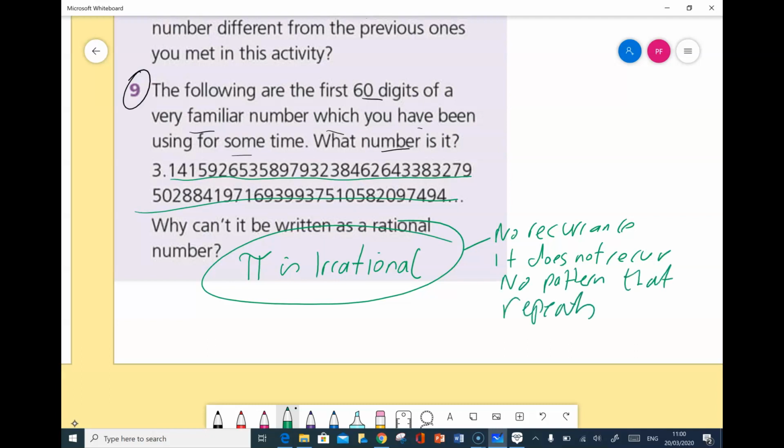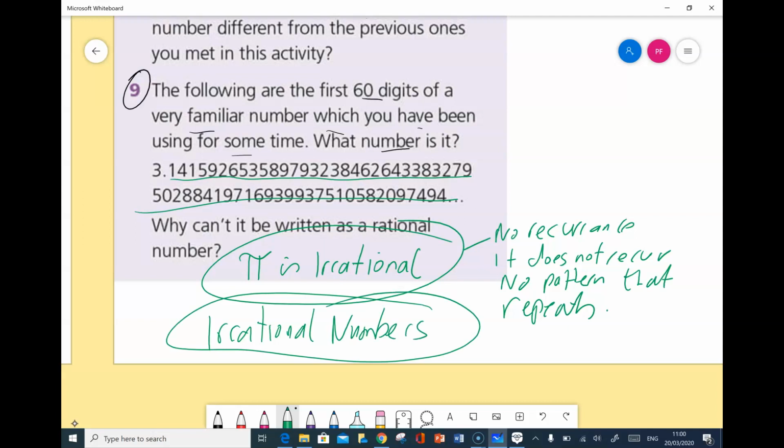And that's it. So that's going to lead us into the next section, which is irrational numbers, which we'll be doing. I might give you a video tomorrow for weekend work. Irrational numbers, which are numbers that cannot be expressed as a fraction.